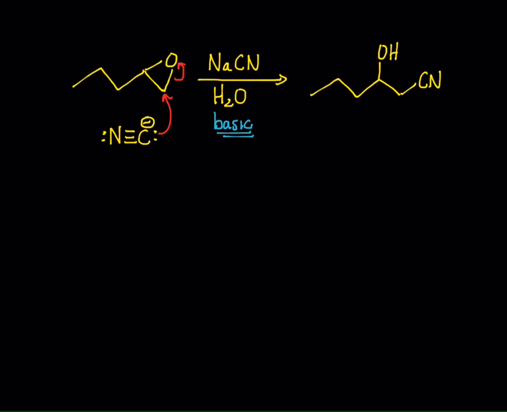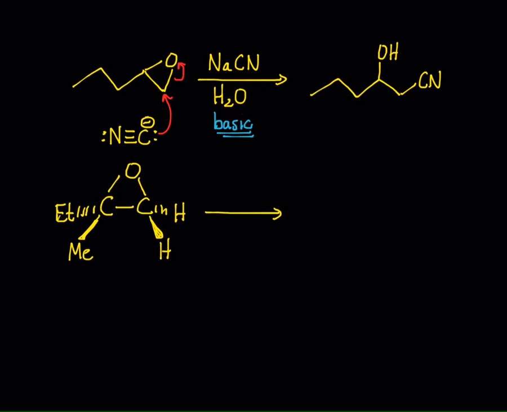These are called vicinal cyanohydrins, right? So similar to vicinal halohydrins, we have vicinal cyanohydrins. All right, so what happens if I react, let's say this epoxide, where on the left-hand side my carbon has an ethyl group and a methyl group, and on the right-hand side my carbon has two hydrogens, and I'm going to react it with HBr.